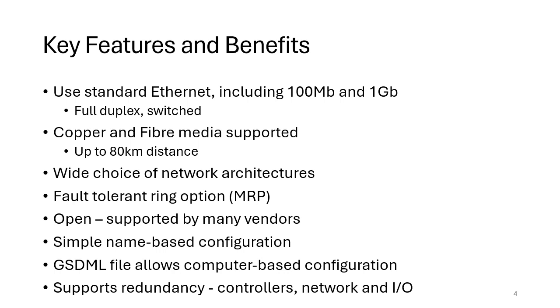These are the key features and benefits of PROFINET. The first is it uses standard Ethernet. This means that you can use standard cables, including 100 megabit and 1 gigabit networks, standard RJ45 type connections. We've also got fibre. We can run under 100 meters using copper cable. We can go up to several kilometers, up to 80 kilometers using certain sorts of fibre.